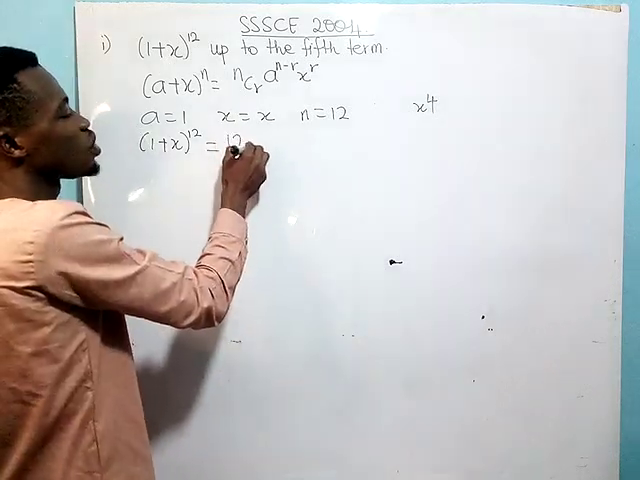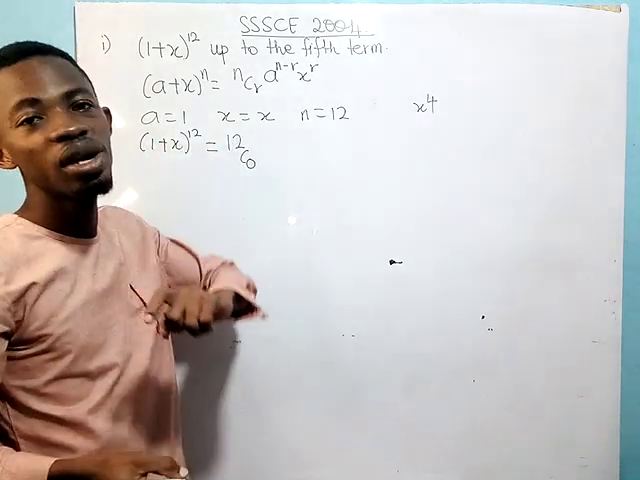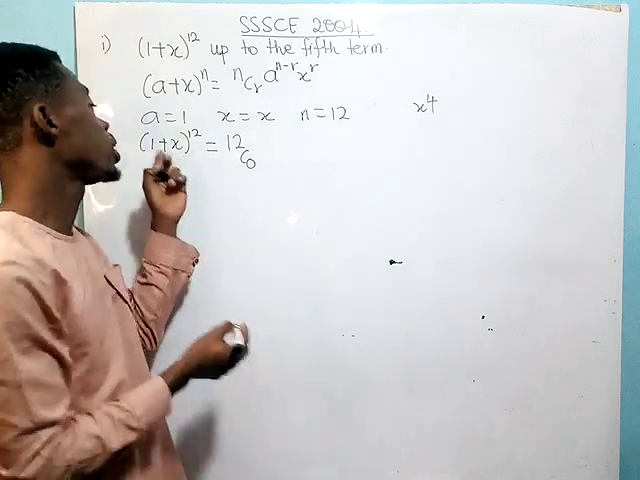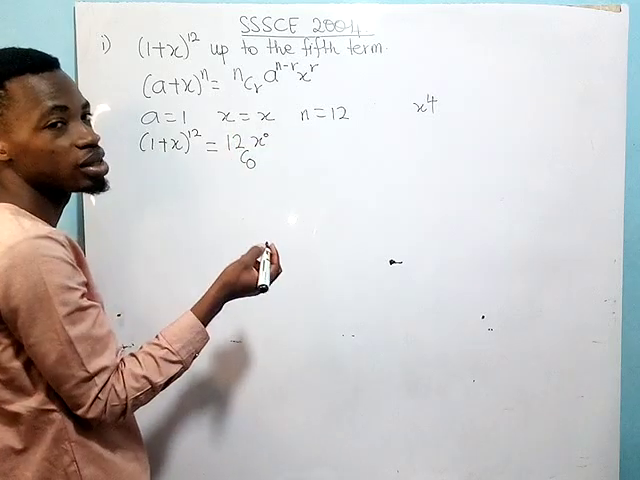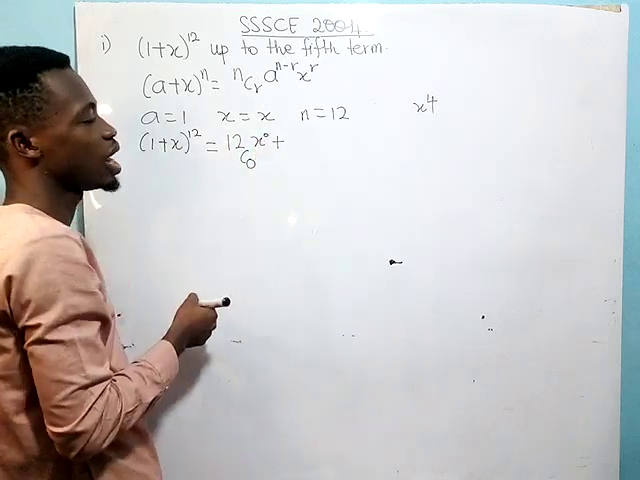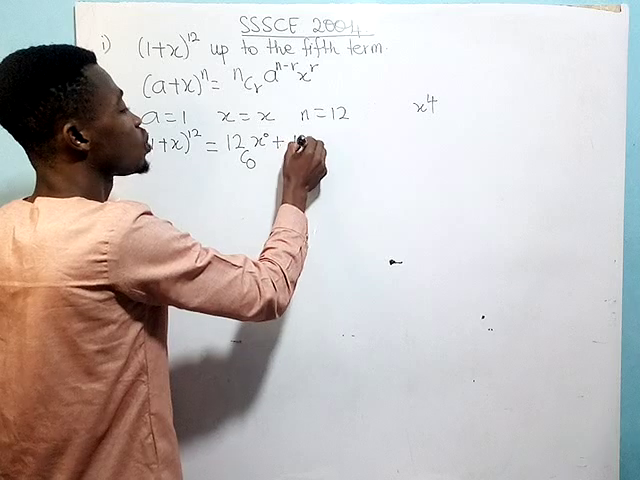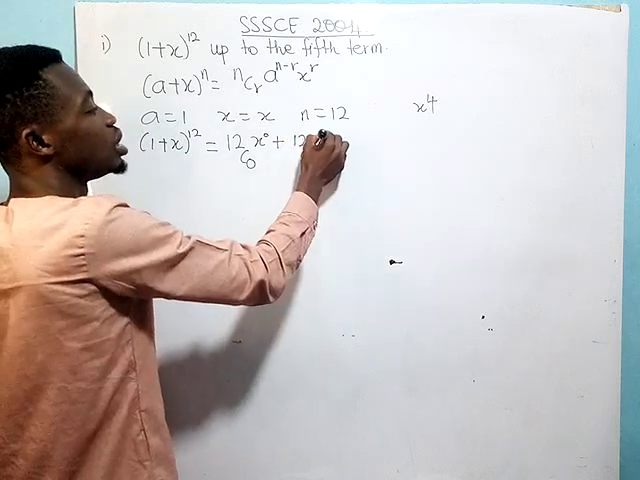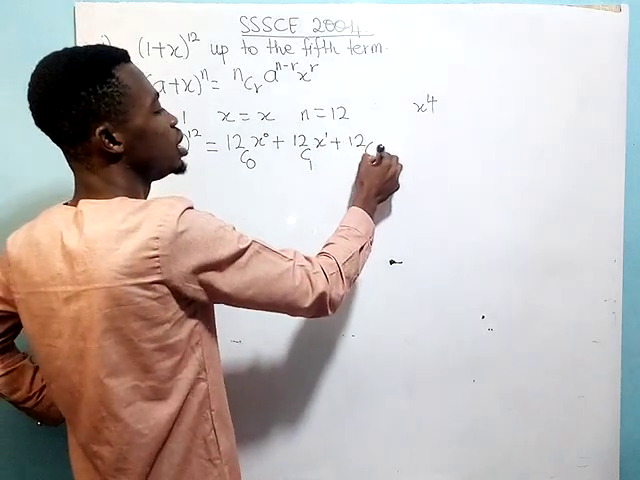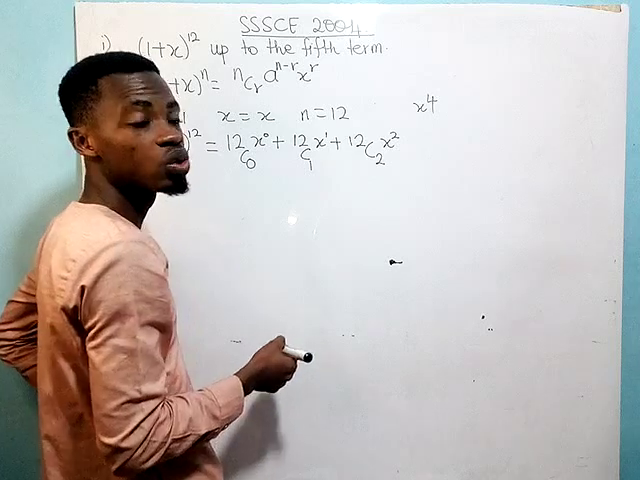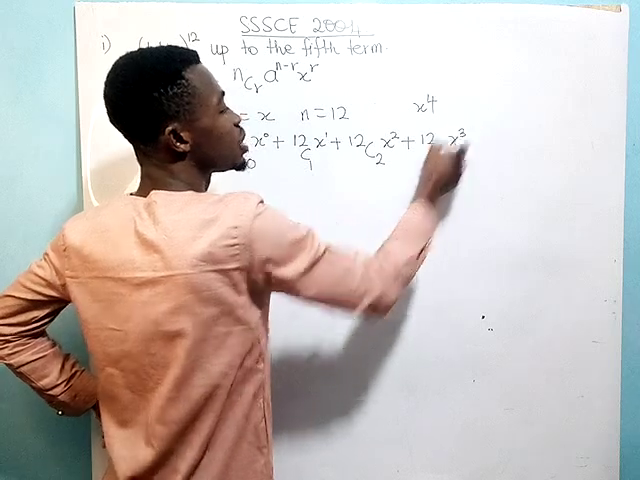So let's start. So 12 combination 0. Now, it should be 1 to the power 12. But understand that 1 raised to the power 1000 is 1. So we are going to ignore the 1 here. So now we continue. Then we have x to the power 0. Plus, the next one we have here is 12 combination 1, which is our second term, and we have x to the power 1. Plus 12 combination 2, x to the power 2, plus 12 combination 3, x to the power 3.